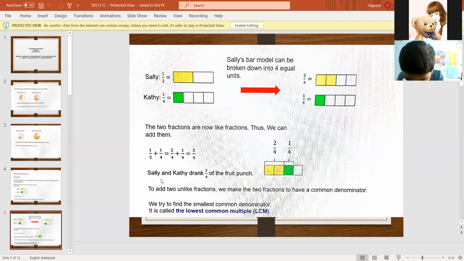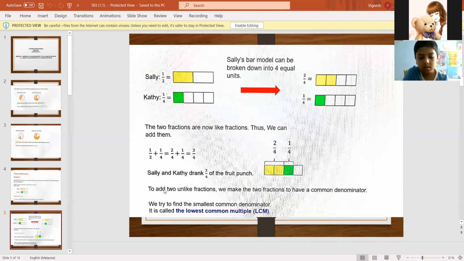So when you add up 2/4 plus 1/4, class, it is equal to 3/4. So that means both of them drank 3/4 of the fruit punch. Remember, this is the final bar model after you add up both fractions. Understand or not?